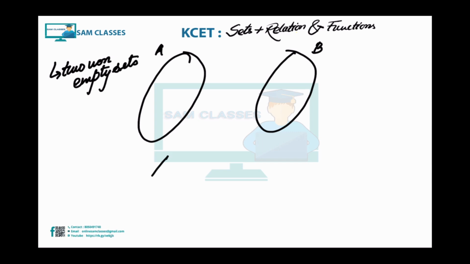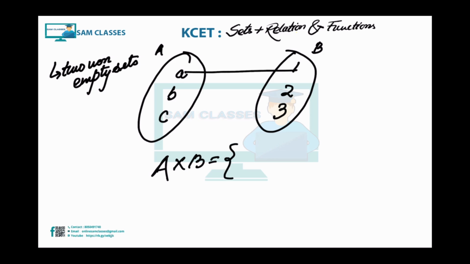Now, the Cartesian product A cross B, what is it defined as, students? Let's say we have elements a, b, and c here, and elements 1, 2, and 3 here. The Cartesian product A cross B is defined as all the kinds of mapping that we can do from set A to set B.